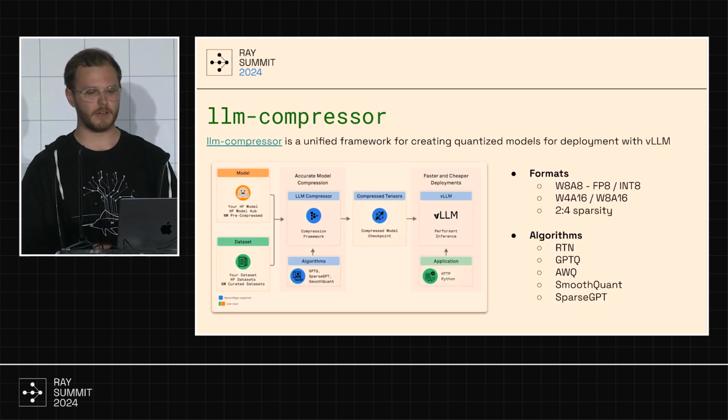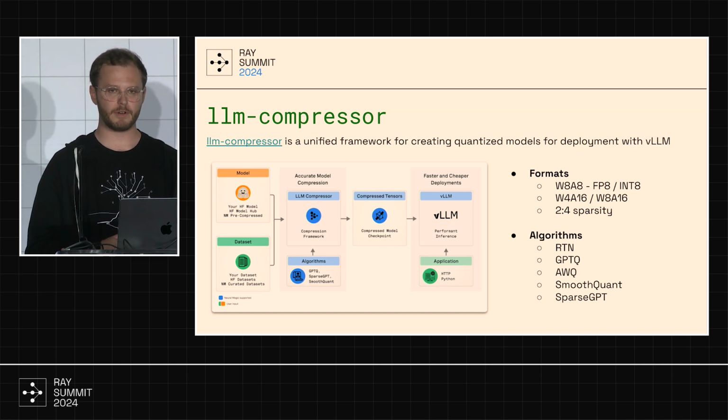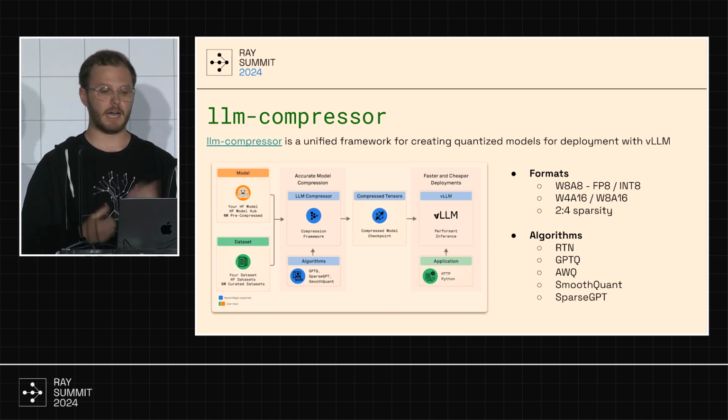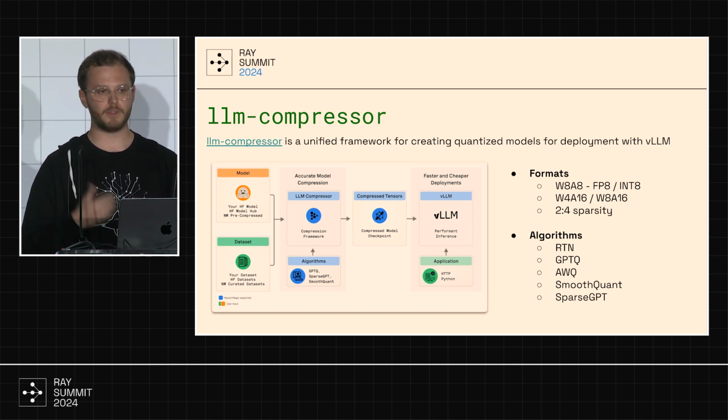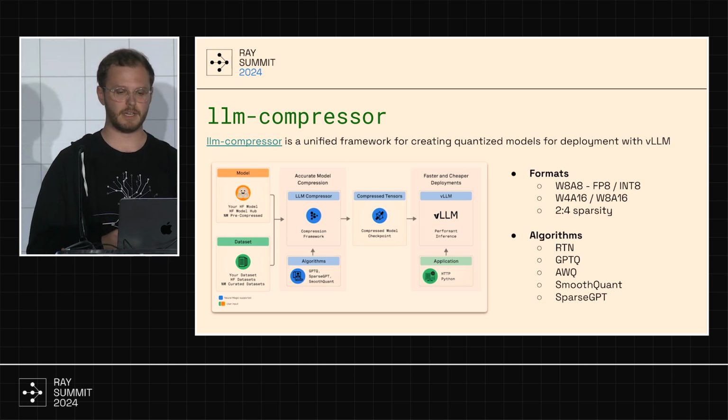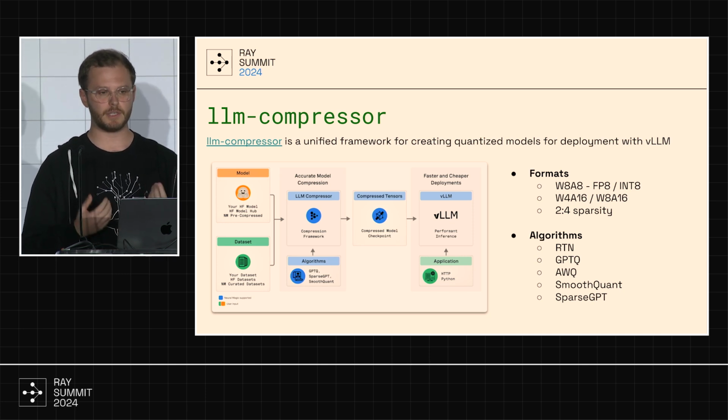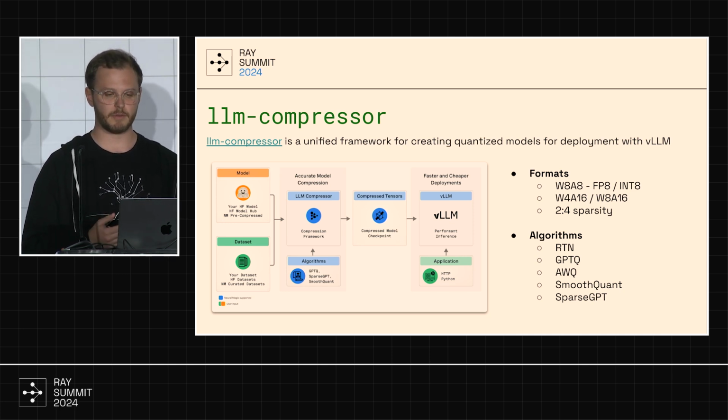And lastly, what I'll cover is llm-compressor, which is our unified framework for creating quantized models optimized for deployment with vLLM. It supports a range of compression techniques, including various algorithms such as round to nearest, GPTQ, which uses second-order information for improved quantization, AWQ, as mentioned before, for activation-aware weight quantization, SmoothQuant for smoothing activations so they can be more easily quantized, SparseGPT for inducing sparsity in the model weights for better compression.